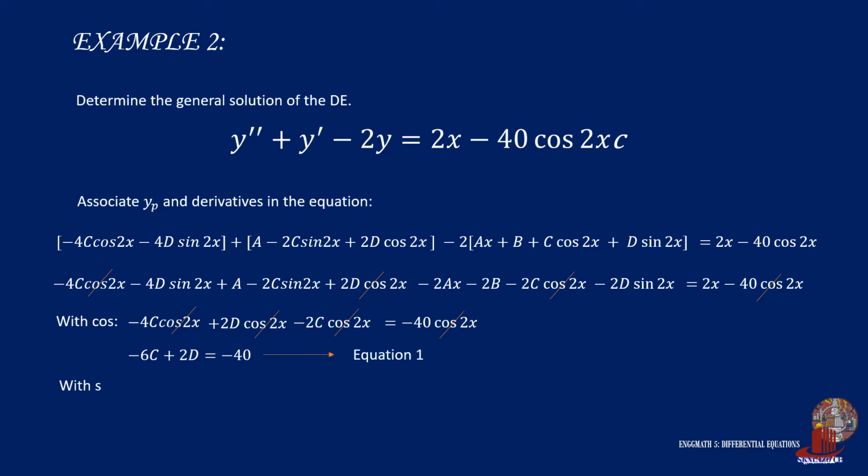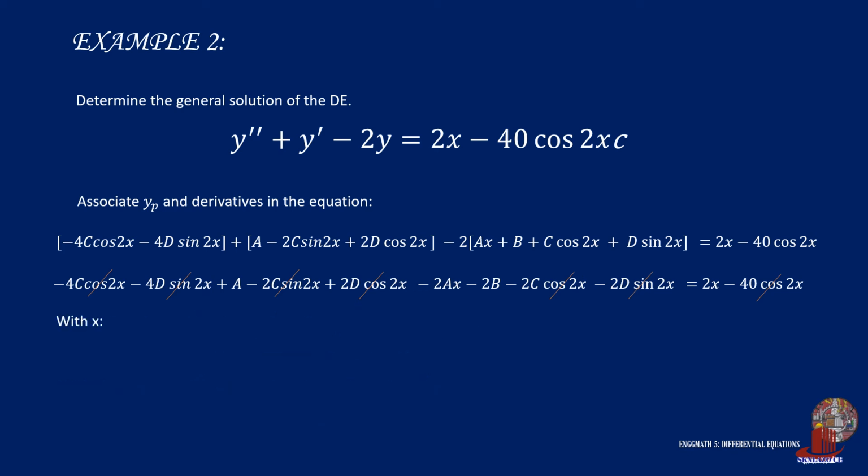Now focus on terms with sine. So we have negative 4d times sine of 2x minus 2c times sine of 2x minus 2d times sine of 2x, and this is equated to 0, which we can take as 0 times sine of 2x. And factoring out sine of 2x again, we get negative 6d minus 2c is equal to 0. This is our second equation.